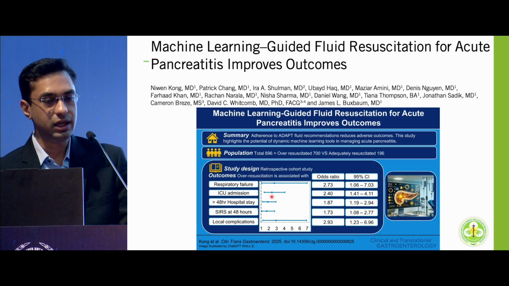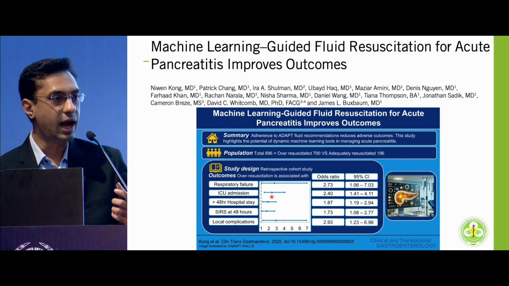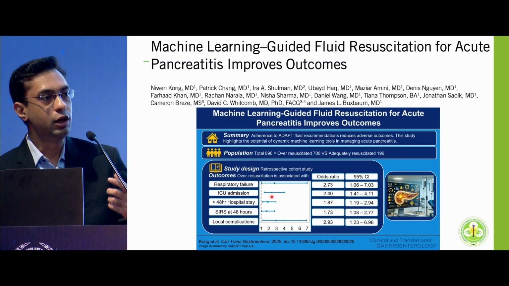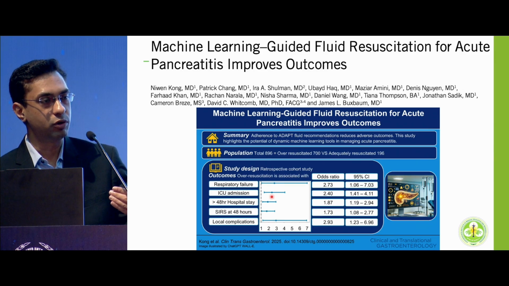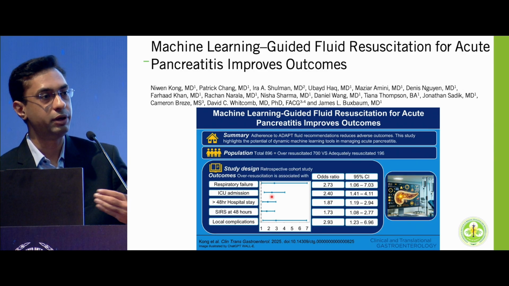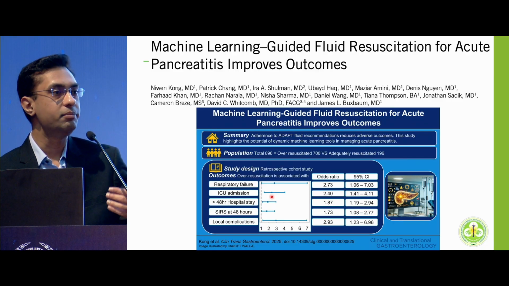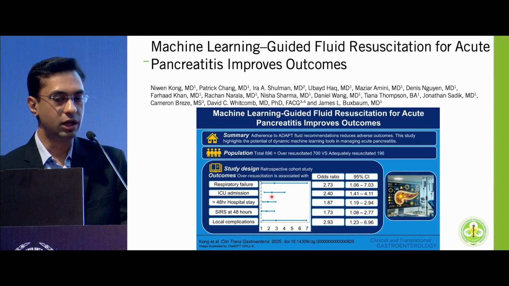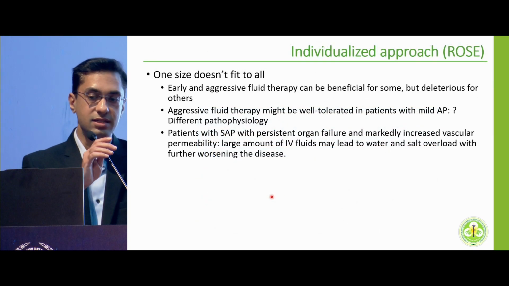Now machine learning has also entered. In a recent publication they showed that there is an app, the ADAPT app, which is available. It can predict the fluid requirement of a patient in the next 24 hours. If we are giving more fluid than what the app has suggested, the chances of respiratory failure, ICU admission, and longer hospitalization can be a little bit higher as compared to goal-directed or conservative therapy. But once again, one size doesn't fit all.